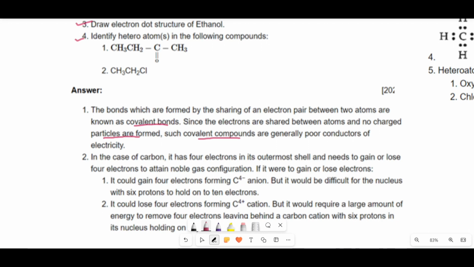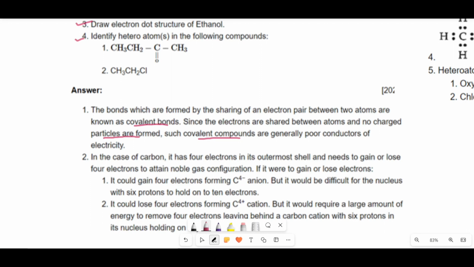You already know for passing electricity, some kind of ions will be formed. But there are no ions formed in the case of a covalent compound because the electrons are shared between atoms. So no charged particles are formed. So covalent compounds, we generally say, are poor conductors of electricity.